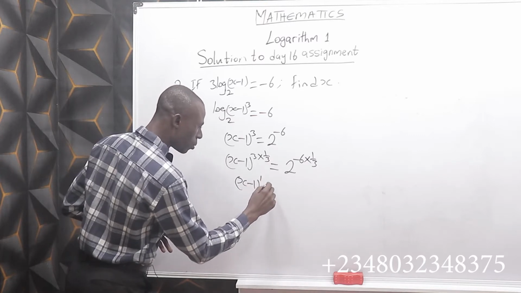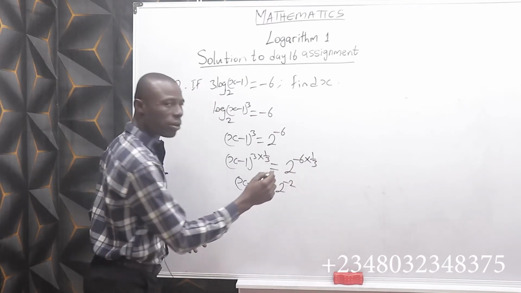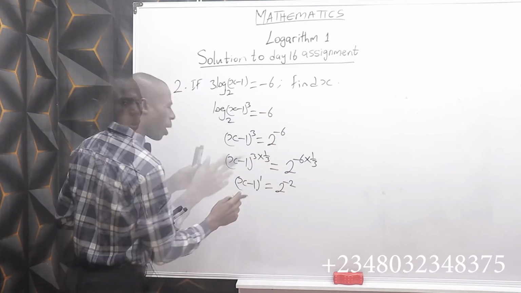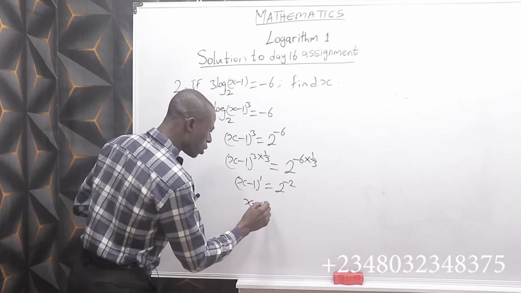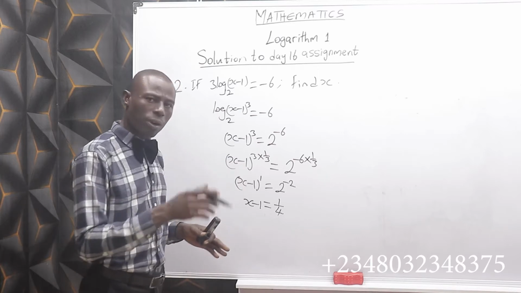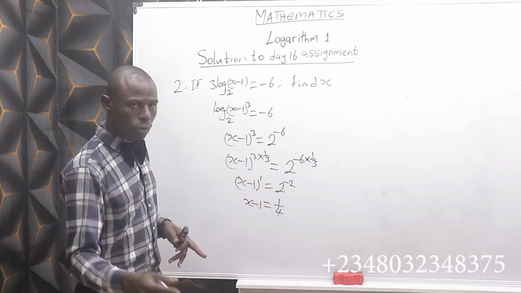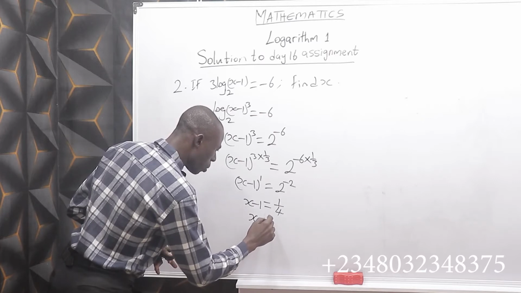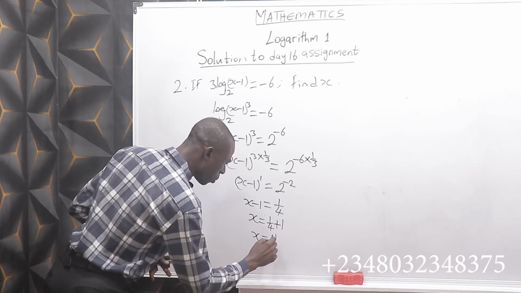raised to power 1, which is equal to 2 raised to power minus 2. 3 here, 1. 3 in this minus 6, 2. So minus 2. So x minus 1 in bracket raised to power 1 is the same thing as x minus 1, which is equal to 1 over 4. 2 raised to power minus 2 is the same thing as 1 over 4. When you raise 1 over 4 in index form, you get 2 raised to power negative 2. So, collecting the like terms, you have x equals 1 over 4 plus 1. And it is 1 number 1 over 4.